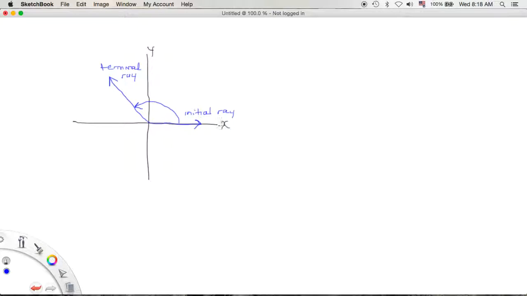Now, most angles are measured from the x-axis, from the positive x-axis right here. Now, sometimes we talk about bearings, and when we're talking about bearings or courses, for example, for ships or airplanes, then we're using a compass, and we measure the bearing from north, and we go clockwise from north. So we're going to start here. Our initial ray will be here, and we'll measure clockwise around.